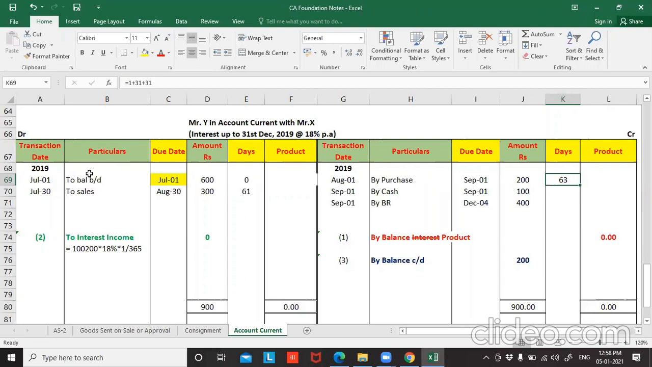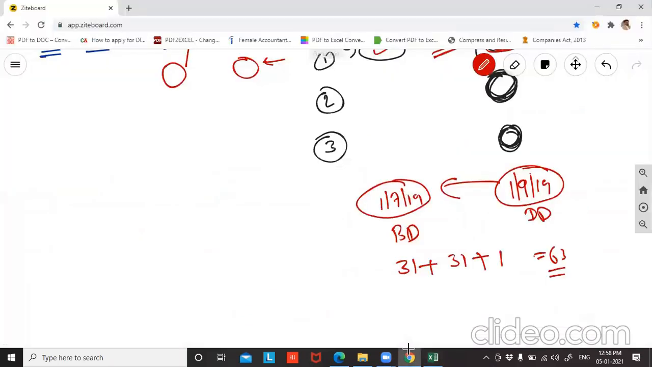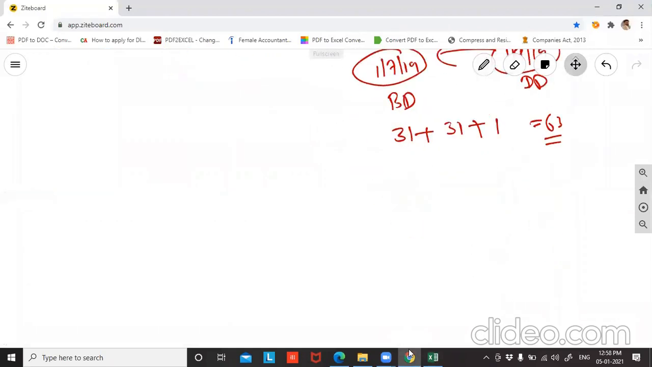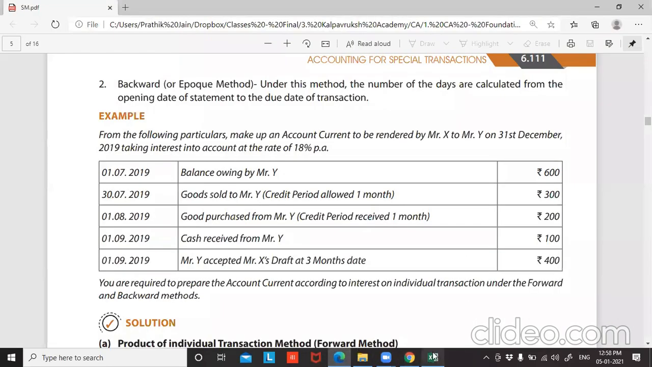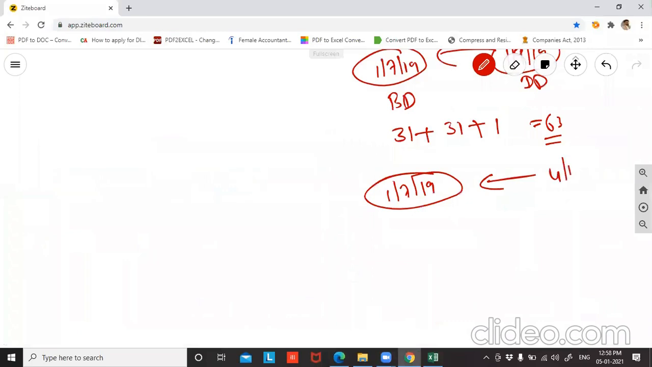You'll understand when I complete this question, there are so many surprises you'll get here. Let me give me some time, I'll explain. Now, guys, coming to the next one. Next again, September 1 is the due date. I have to go backward to July 1, so the same 63 days will come here also. Next is December 4. My starting point is 1st of July, 1/7/2019, and my due date is 4th December, 4/12/19. Correct? So you have to go backward.